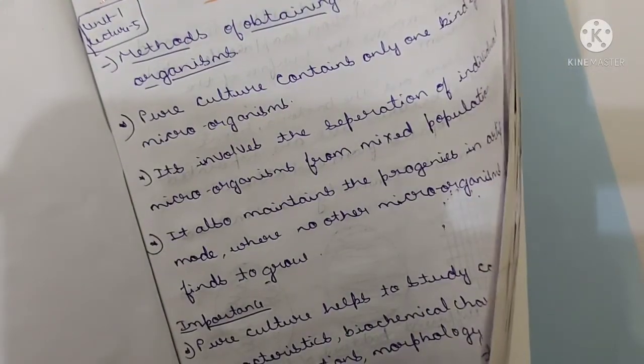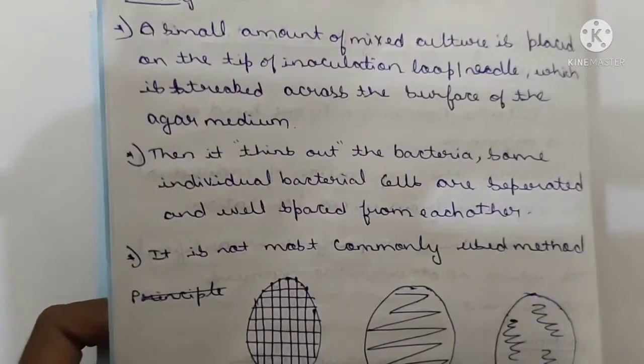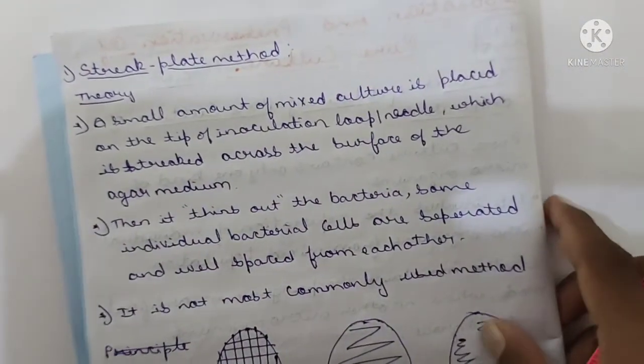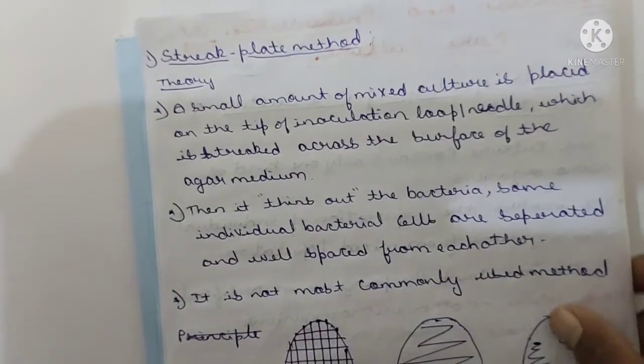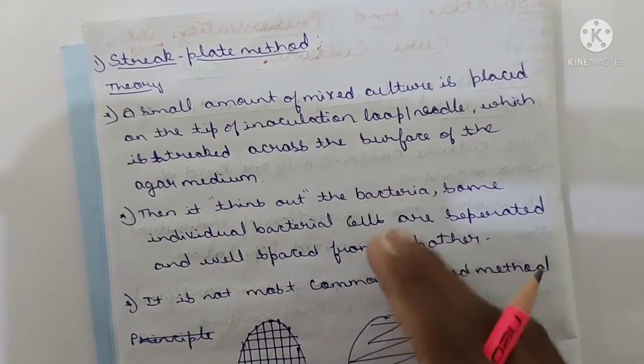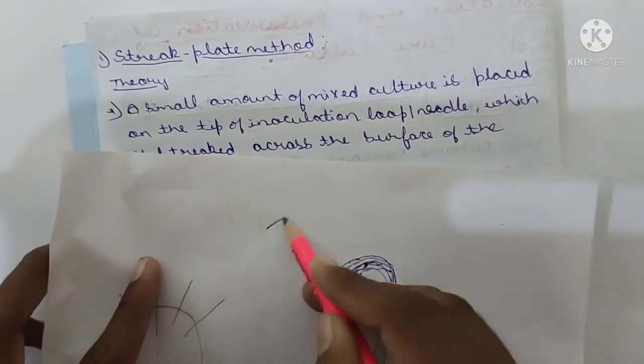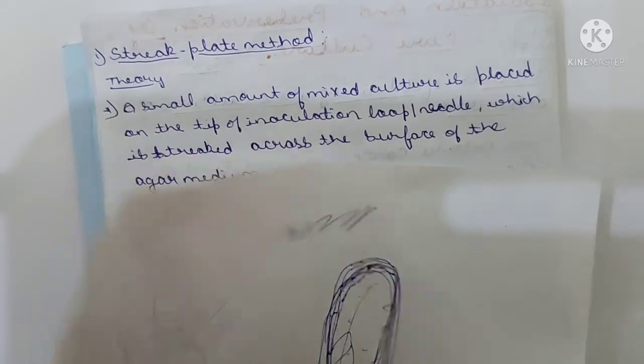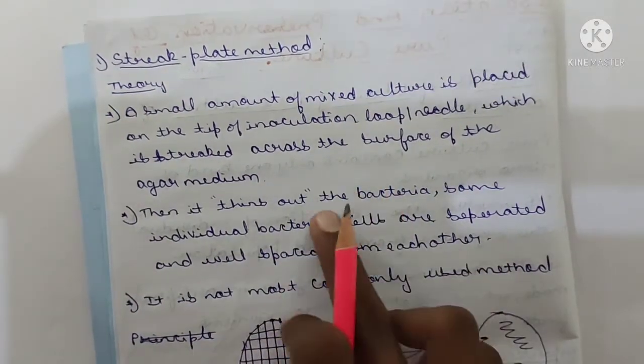Now let's discuss the first type of isolation method. The first type of pure culture isolation method is the streak plate method. See, my dear brothers and sisters, streak is nothing but striking, and this type of striking is the streak plate method. Let's study what that is.